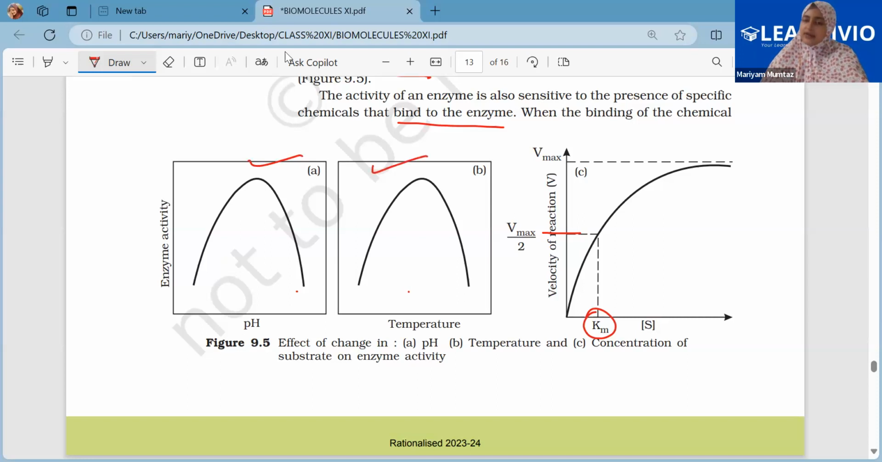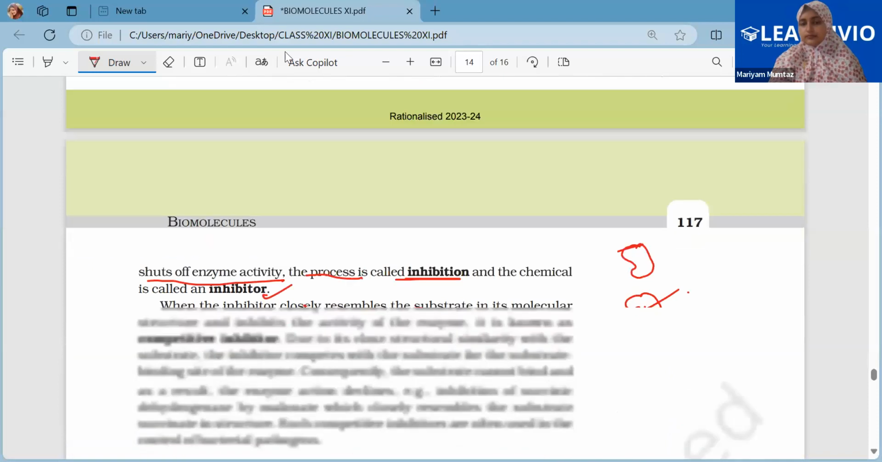As far as this goes, nothing can be asked of this, but you should know that when the maximum velocity reaches half its value, that point is known as Michaelis constant. Clear? Yes, ma'am.